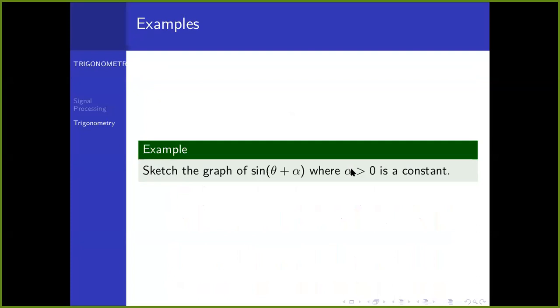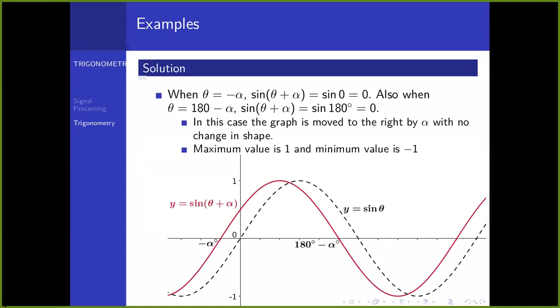So what about if we add a number to the angle? What happens? So we need to sketch the graph of sine of theta plus alpha, where alpha is a positive constant in this case. So that's the example we look at. When you draw this, you will notice the following. Now the graph of y is equal to sine theta is given, and the one for y is equal to sine theta plus alpha is the red one, this one.